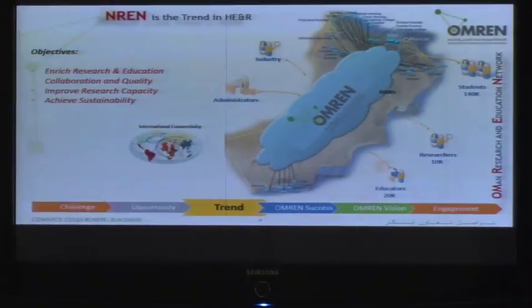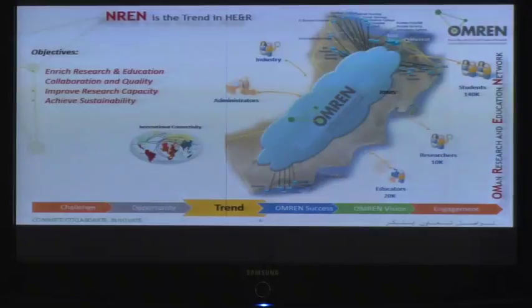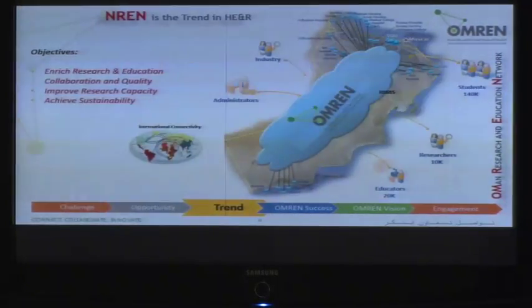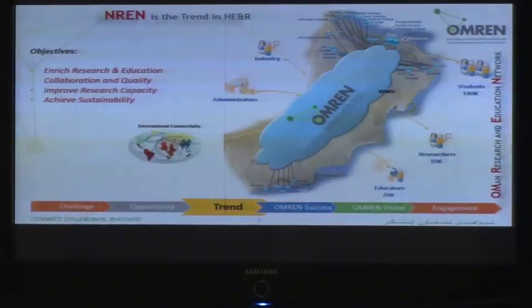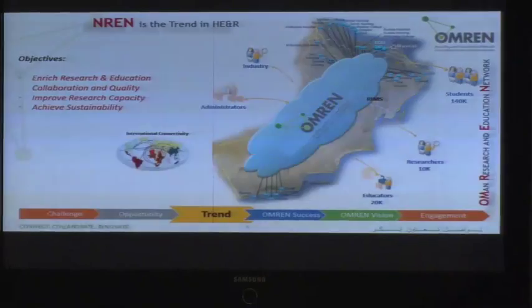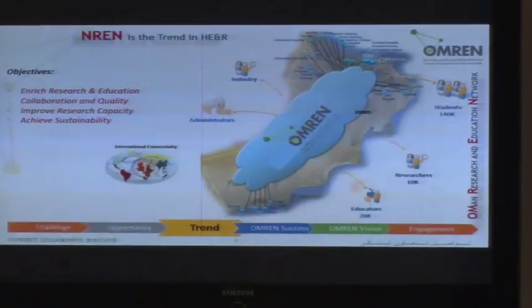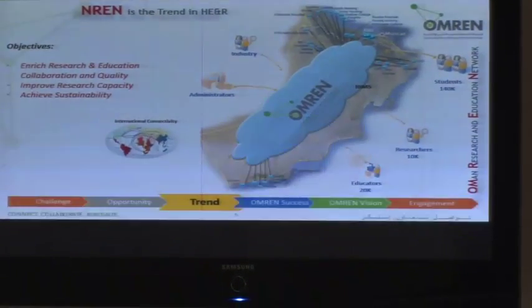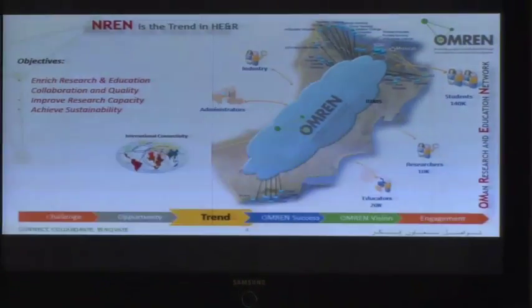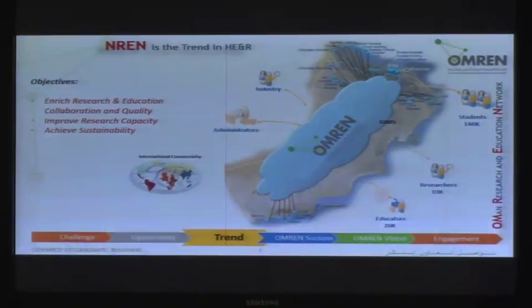Quality-wise it is even smaller, so we need to improve in that. And that's what we feel we are going to participate with you in order to enrich this part: improve research capacity in Oman and achieve sustainability.